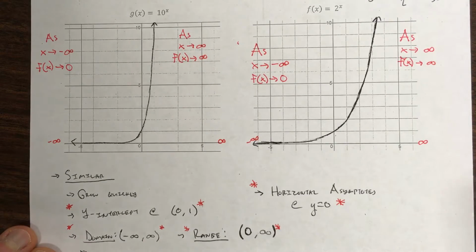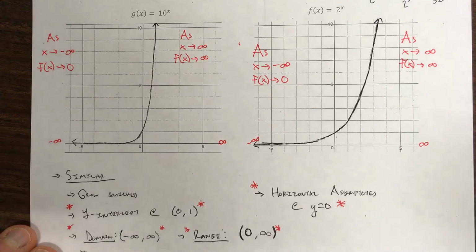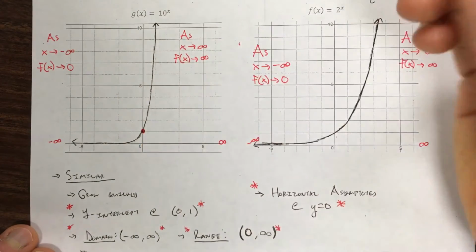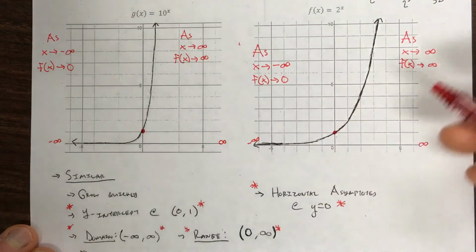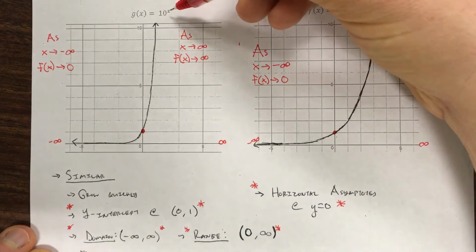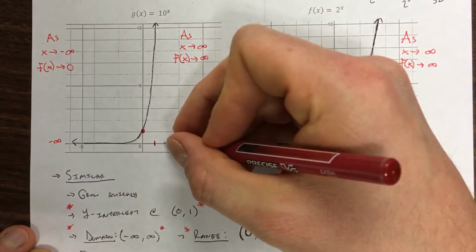Okay. One thing else I want to point out. Because when we graph these, we're going to need key points. Key points are always critical. Here we said 0, 1. 0, 1 is a key point. Well, what if we plug 1 into this function? If we were to plug 1 into this function, then we have 10 raised to the 1 power.